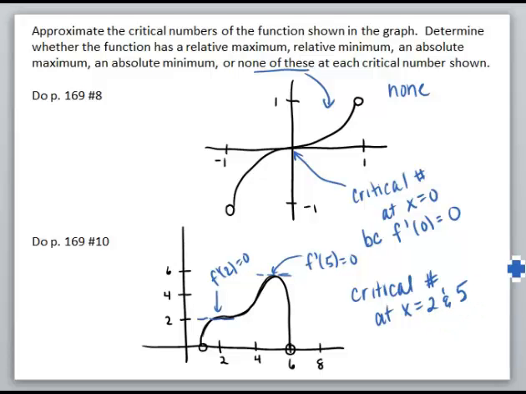Now, we need to determine if those are relative maxes or mins. This one at 2 is none. It's nothing. However, at 5, this is considered the highest point of the function, so it is considered its absolute max. And I'll abbreviate that a little bit.